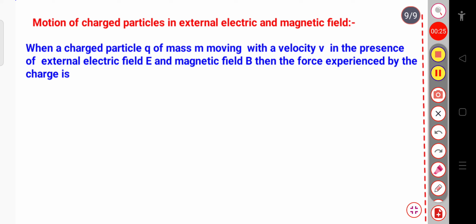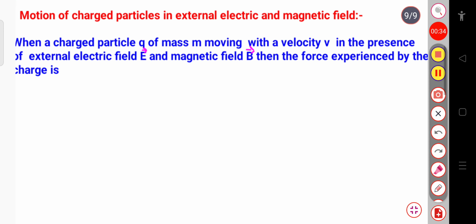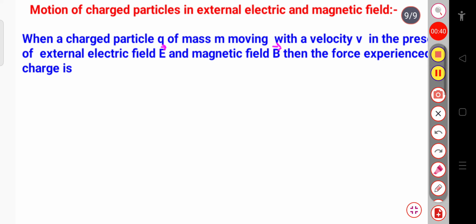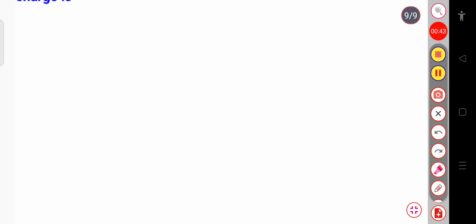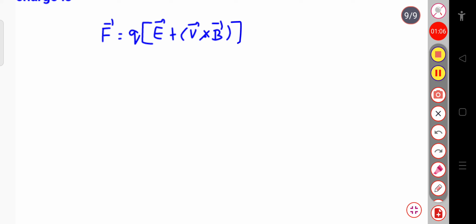When a charged particle Q of mass m moves with a velocity v in the presence of an external electric field E vector and magnetic field B vector, the force experienced by the charge, according to the Lorentz force, is experienced because of the electric field as well as the magnetic field. So we can write F equal to Q into E plus V cross B, where V is the velocity of the charged particle and B is the magnetic field. So this is the Lorentz force.